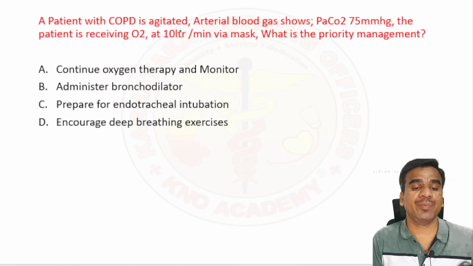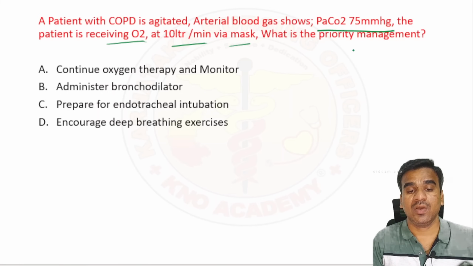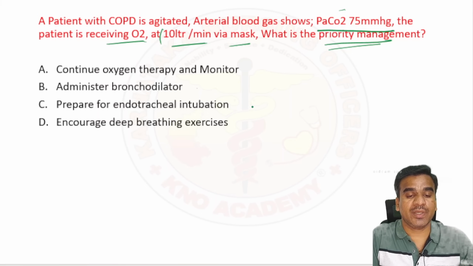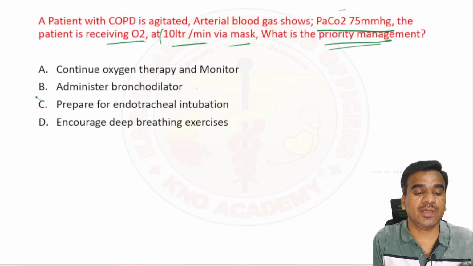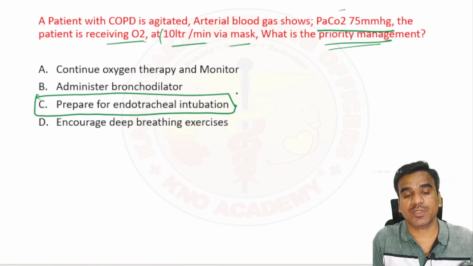And a patient with COPD is agitated, arterial blood gas shows PaCO2 75 mmHg, and the patient is receiving O2 10 liters per minute via mask. What is the priority management? Okay, he is receiving 10 liters per minute and still his PaCO2 is high. So what can be done? The options: continue oxygen therapy and monitor, administer bronchodilator, prepare for endotracheal intubation, and encourage deep breathing exercises. So here prepare for endotracheal intubation is the right answer. We have to prepare for the intubation.